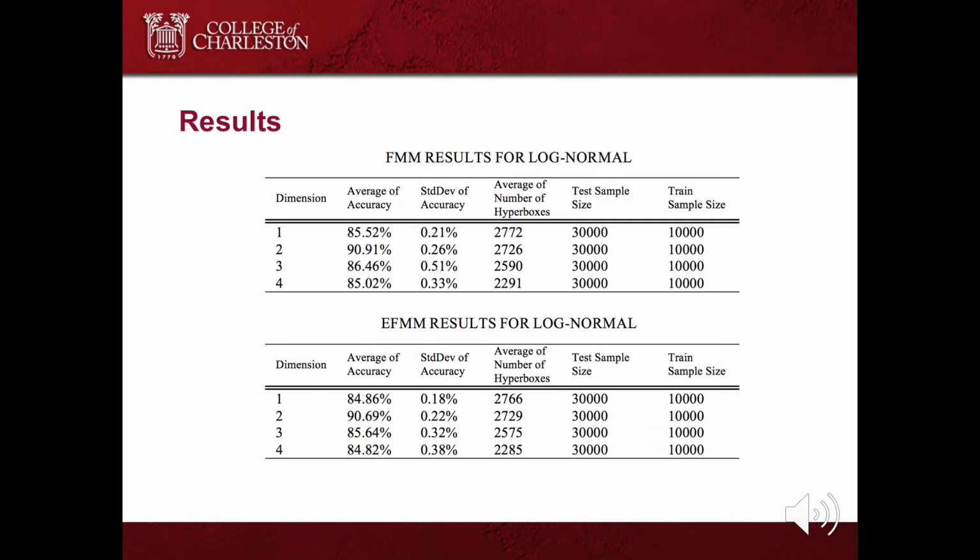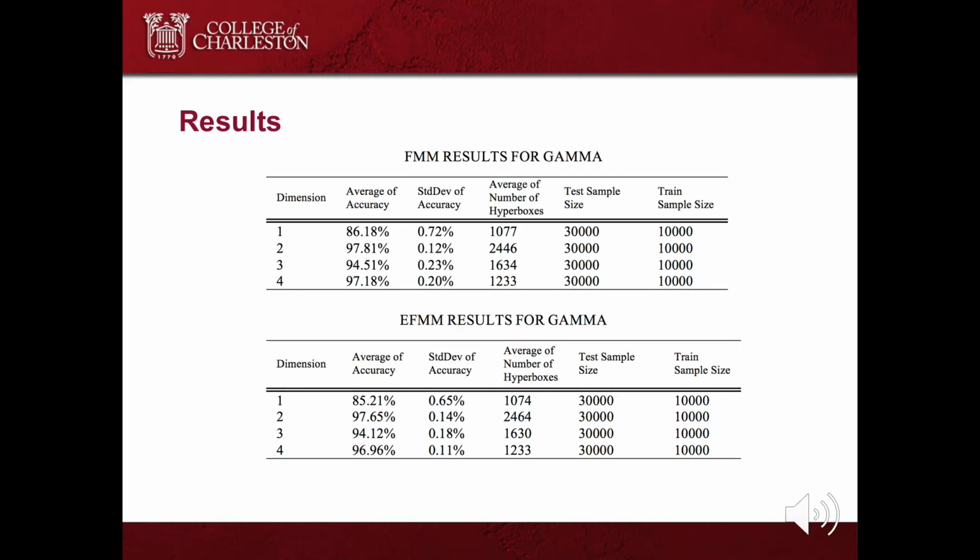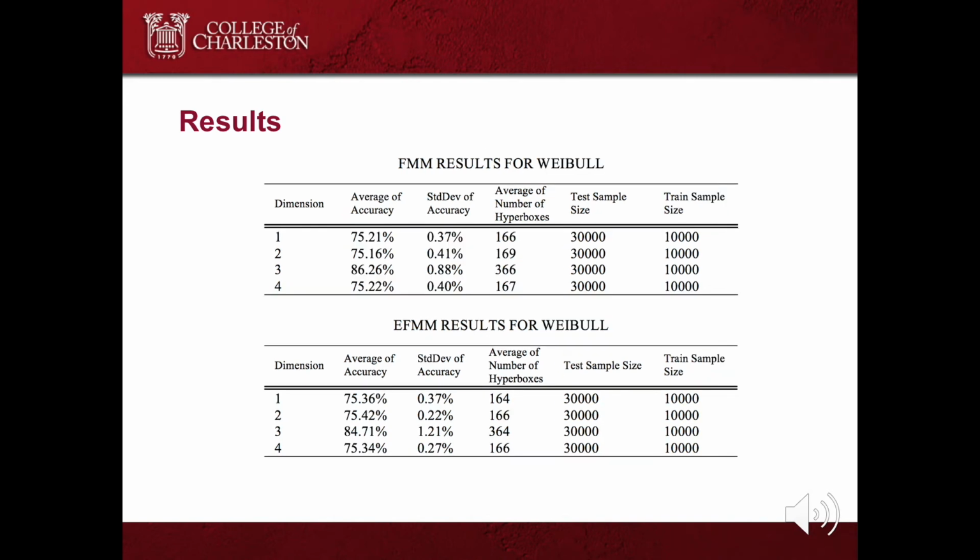Here you can see our results for the log normal distribution. For the log normal, our results hovered from 85% accuracy to 90% accuracy, and our standard deviation for our accuracy measures was still quite low. In this slide you can see our results for the gamma distribution. Again, our accuracy is ranging from 85% to 96-97%, with the standard deviations of the accuracy measures being quite low. And you can see the results for the Weibull distribution. Here the results hovered between 75% to 86% accuracy.